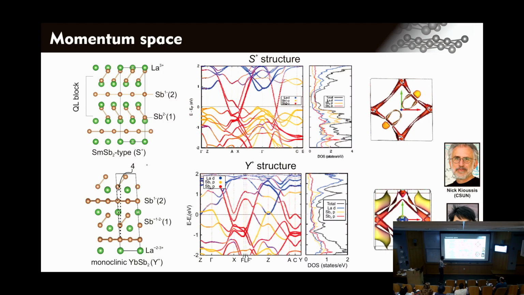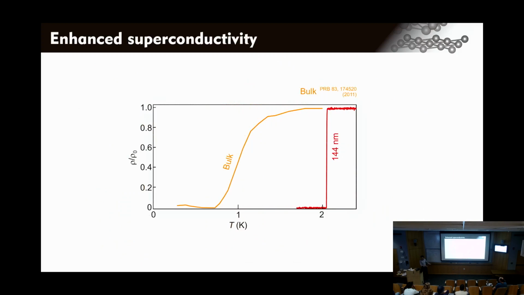So all this to say that through fortuitous circumstances, we've taken this structure, grown it as a thin film, and it's more three-dimensional, has a different orbital filling from the bulk. Okay, that's a long-winded way to get to superconductivity. But this is really what it does. Okay, so this is superconductivity in the bulk.